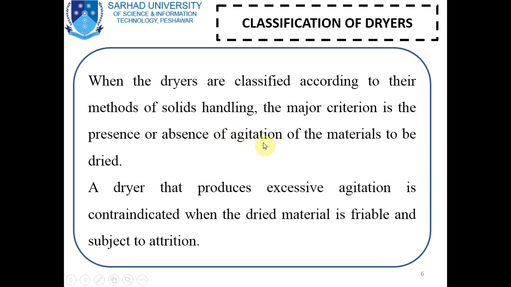There are two cases: either agitation will be present in the material to be dried, or there will be an absence of agitation. On the basis of solid material handling, we are going to dry the material, and either the material will be agitated or the material will not be agitated. So agitated material or non-agitated material is the main classification based on solid material handling.